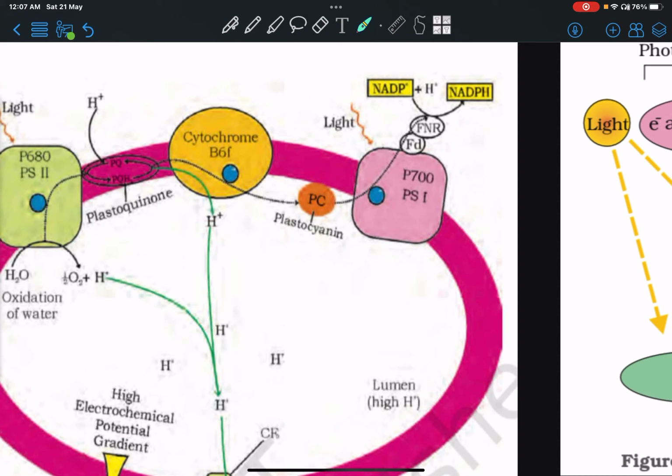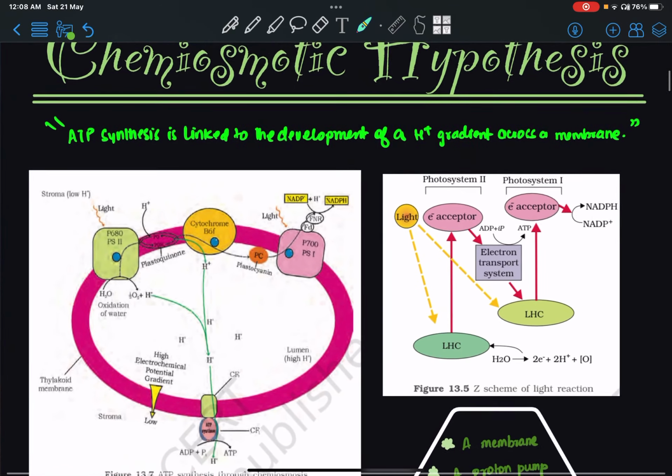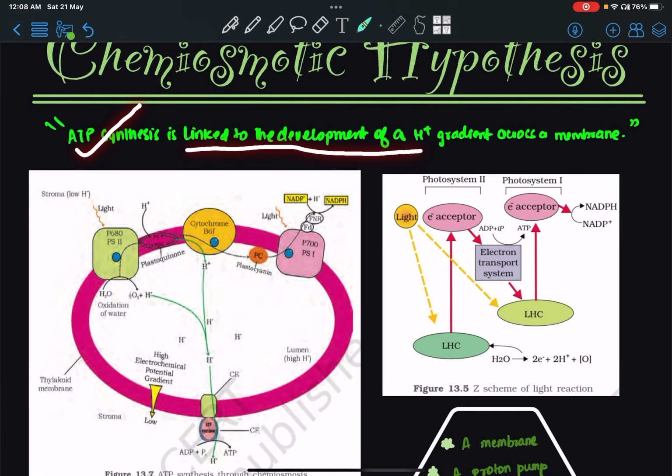But all of this is not included in the chemiosmotic hypothesis. What exactly is this hypothesis? I'll read out a line from NCERT. The actual hypothesis is that ATP synthesis is linked to the development of a proton gradient across a membrane. So that is the hypothesis. It was given by, I think, Mitchell.